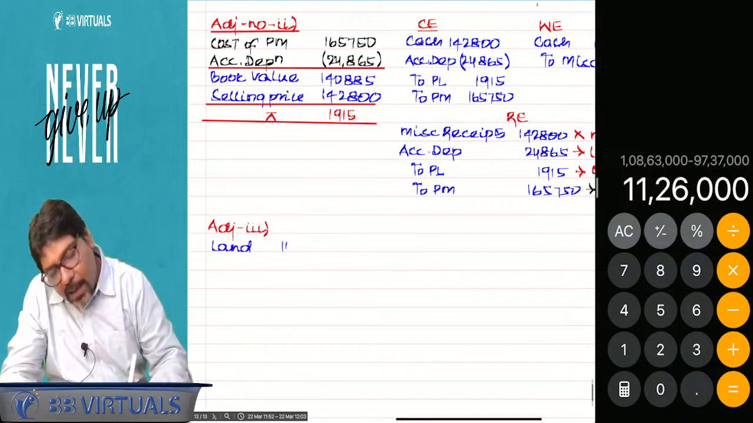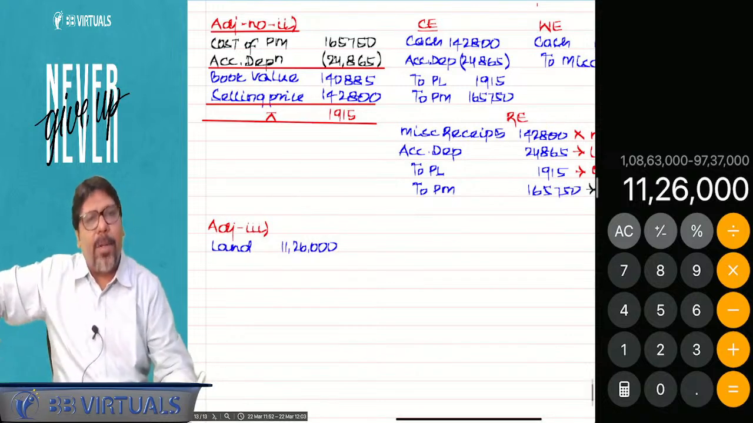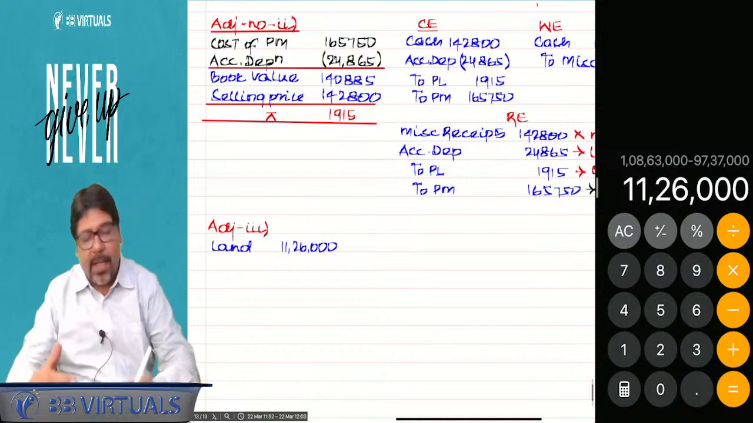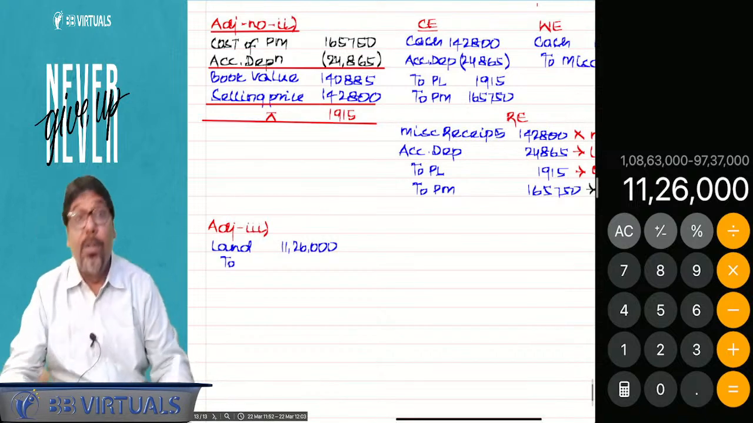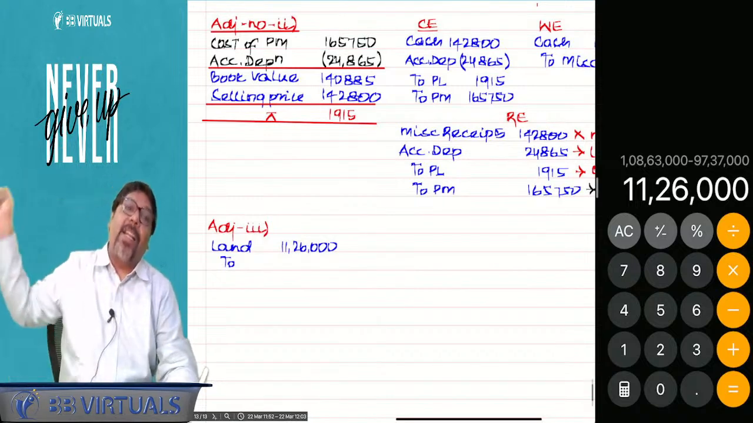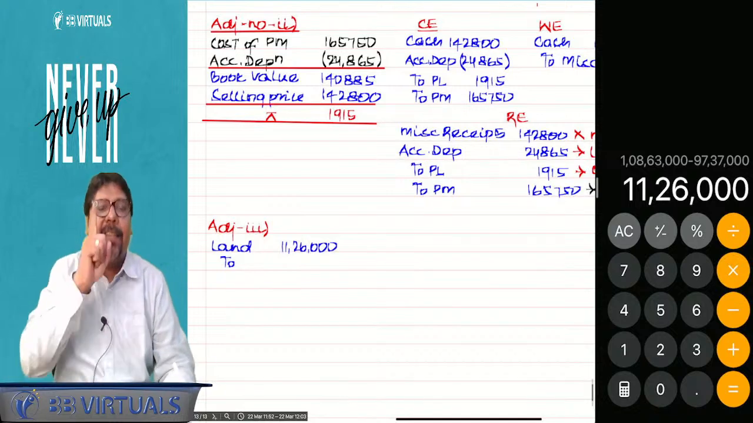Sir, 11 lakh 26,000. Correct. Now tell me, if asset is increasing, you are happy or sad? Happy. Happy means profit or loss? Profit. Profit should be debited or credited? Credited. Credited to P&L account? No. Because this profit you will realize only when you sell. So this is revaluation profit that we have not realized.